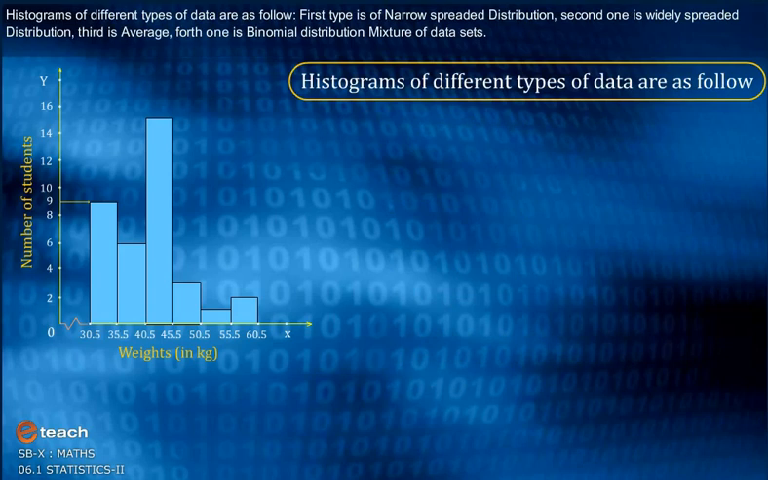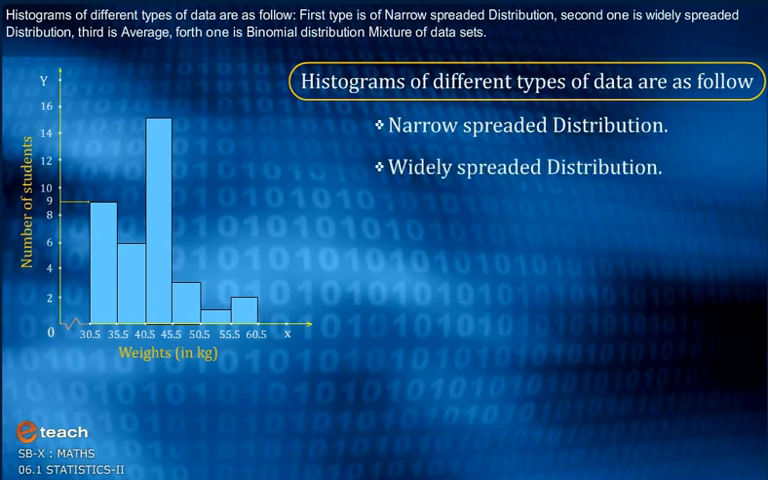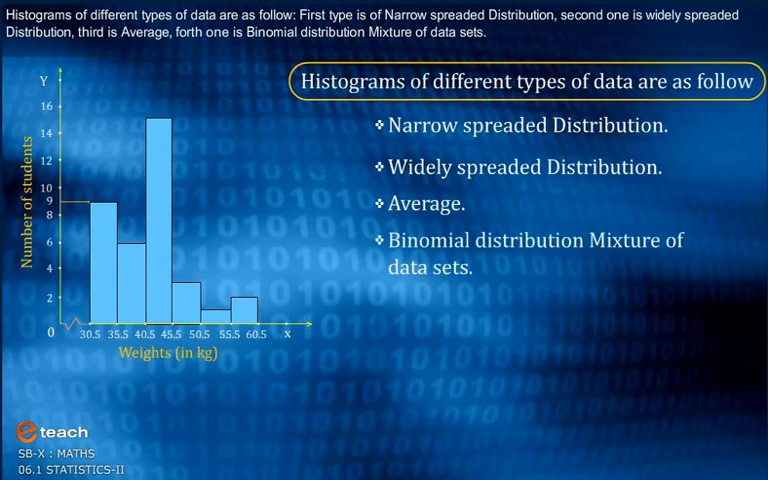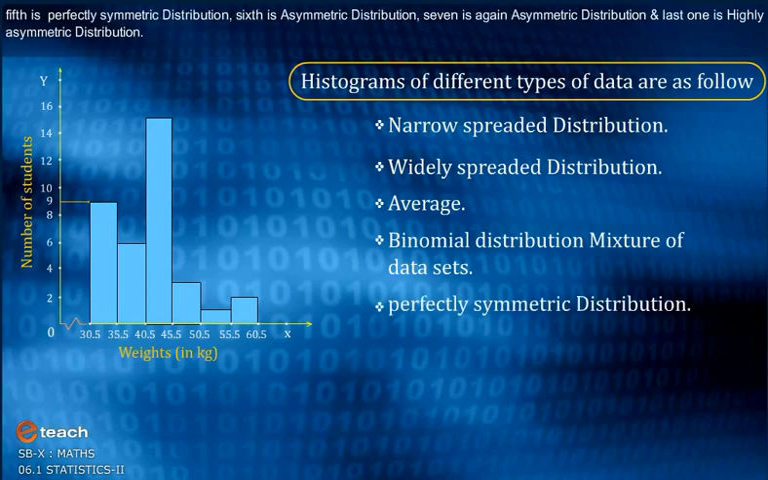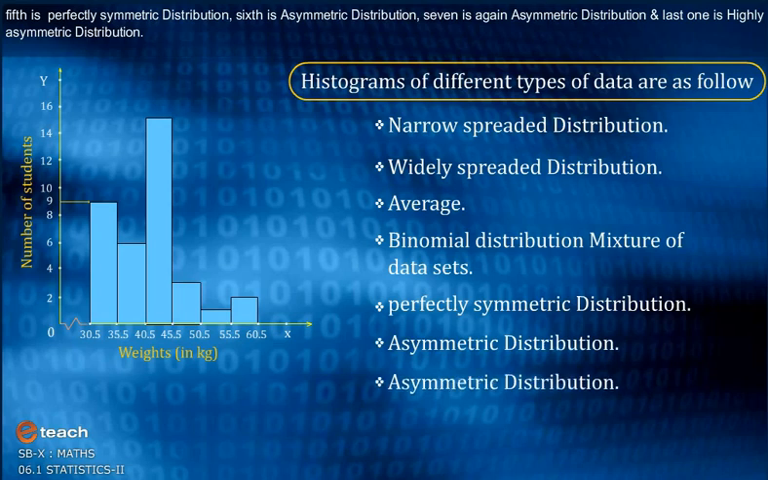Histograms of different types of data are as follows. First type is a narrow spread distribution. Second one is a widely spread distribution. Third is average. Fourth one is bimodal distribution, a mixture of data sets. Fifth is a perfectly symmetric distribution. Sixth is an asymmetric distribution. Seventh is again an asymmetric distribution, and the last one is a highly asymmetric distribution.